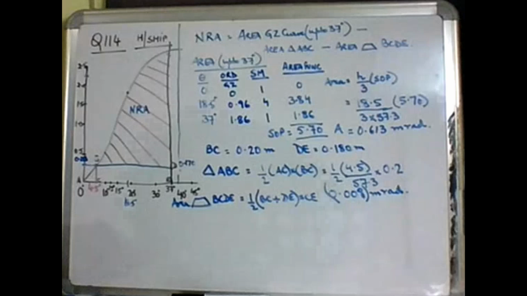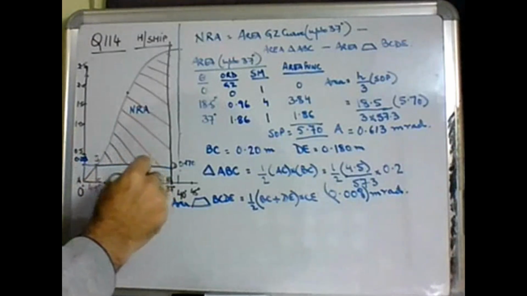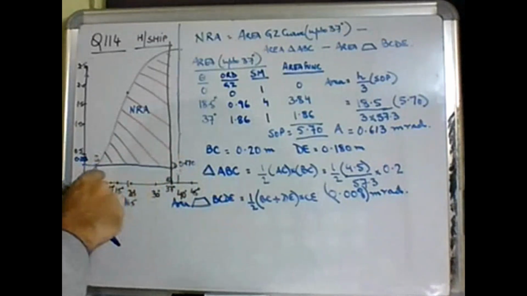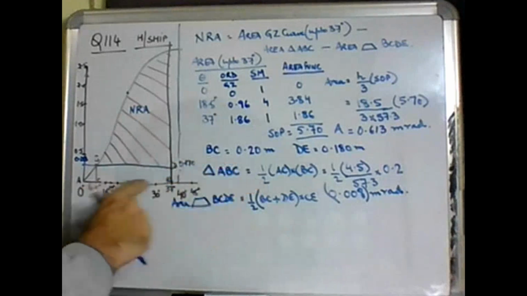सर फिर से बता दो सर एक बार इसको, इसका एरिया कैसे निकाला? Area of the trapezium is half into sum of parallel sides. BC plus DE are parallel to each other. ओके. Into distance between them is CE.